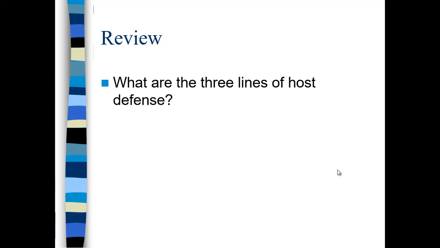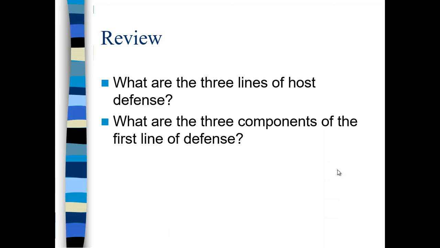Okay, so let's review. So the three lines of defense, host defense, are first our physical component. The first line of defense is actually three things, and I want to be clear on that. So the first line of defense is physical components, chemical components, and genetic barriers. Those three things are the first line. The second line of defense is your innate immunity, which includes immune cells and immune chemicals, which are nonspecific to pathogens. And then your third line of defense is acquired immunity that you get primarily from T cells and B cells in the immune system. Okay, so we have first, second, and third lines of defense.